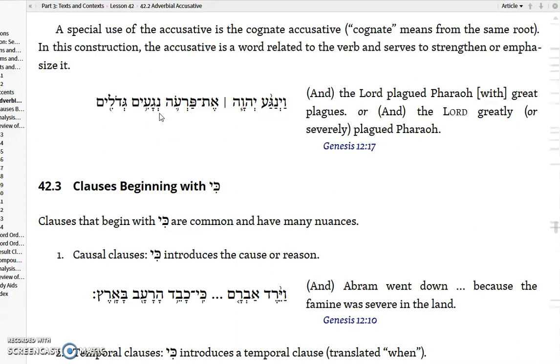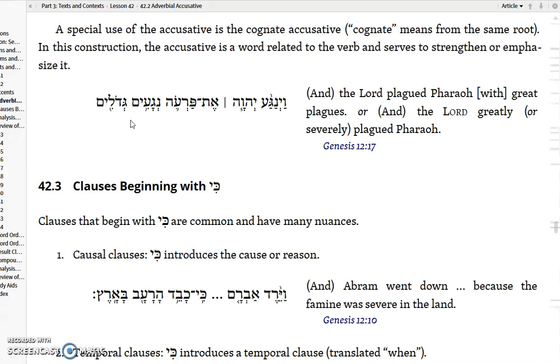noun is nega, and you have the plural form of it here, negaim, and then an adjective modifying it, gadolim. Literally, Yahweh plagued Pharaoh with great plagues. But you could smooth that out with Yahweh plagued Pharaoh greatly, or Yahweh severely plagued Pharaoh.